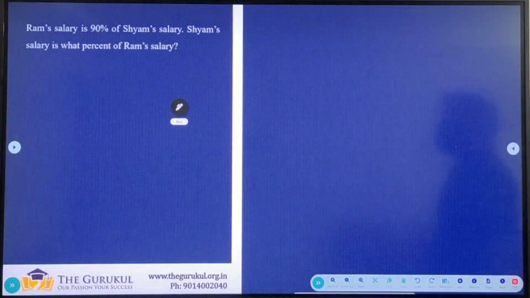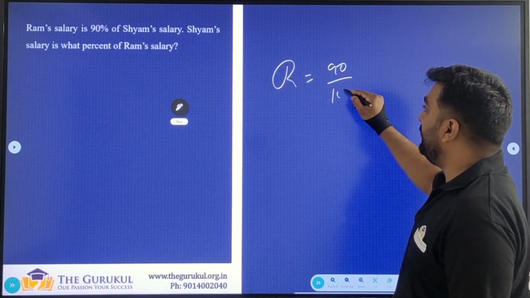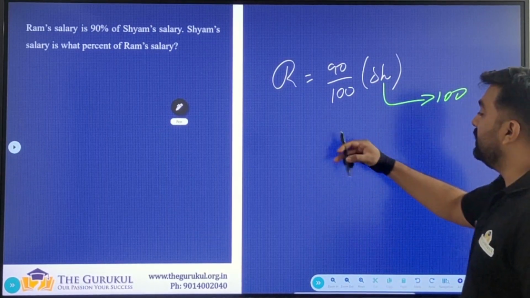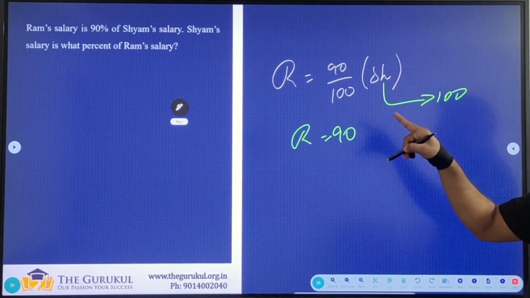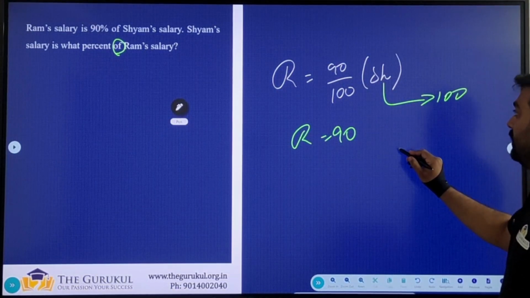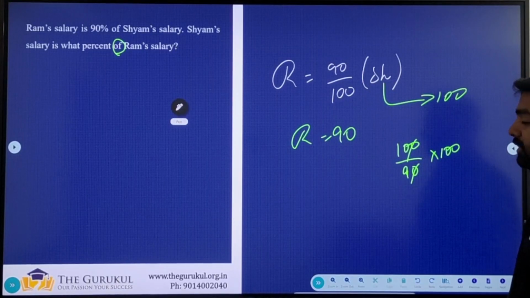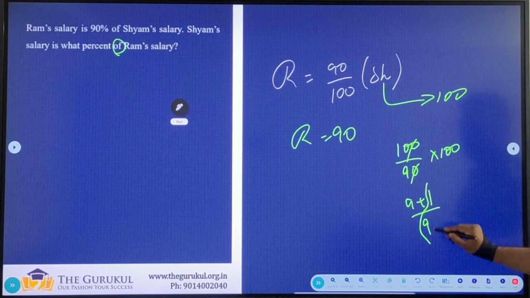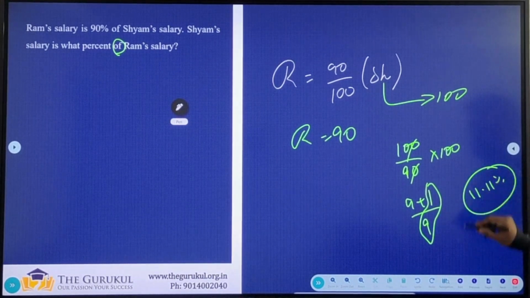Next. Ram's salary is 90% of Shyam. Ram equal to 90% of Shyam. Let Shyam equal to 100 rupees. So Ram will be equal to 90 rupees. Now reverse. Of Ram. Whatever is after of should come in the denominator. So 100 by 90 into 100. This gets cancelled. 1 by 9 extra. 9 plus 1 by 9. 1 by 9 is the extra part. 1 by 9 is 11.11%.